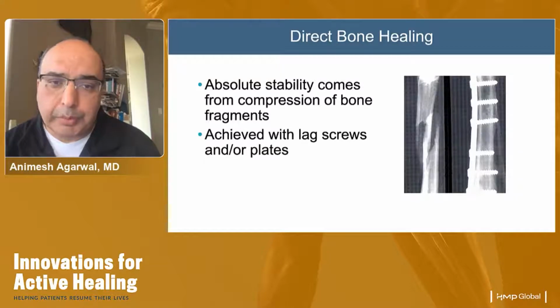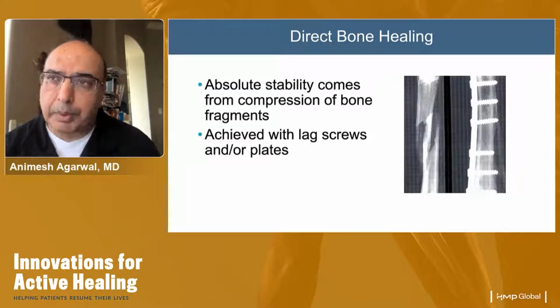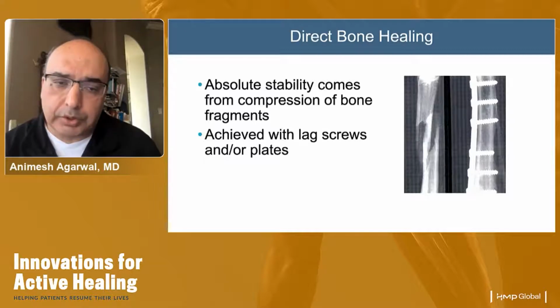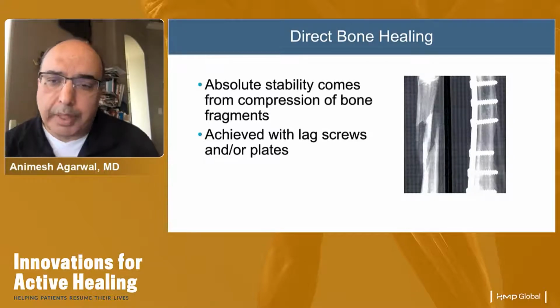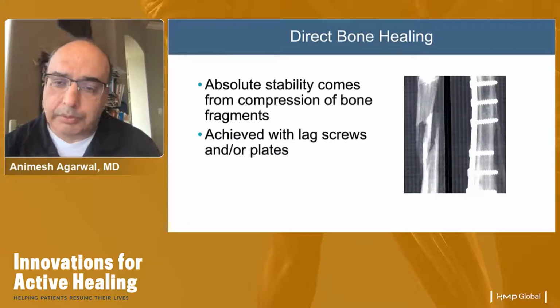So the absolute stability you get comes from compression of the bone fragments, which can be achieved with lag screws, which are placed perpendicular to the fracture plane, providing direct compression across the fracture site, with addition of plates in neutralization mode to add and counteract the rotational forces on that bone. Plate fixation can also be used to provide direct compression, depending upon how the plate is applied when you have transverse fractures.